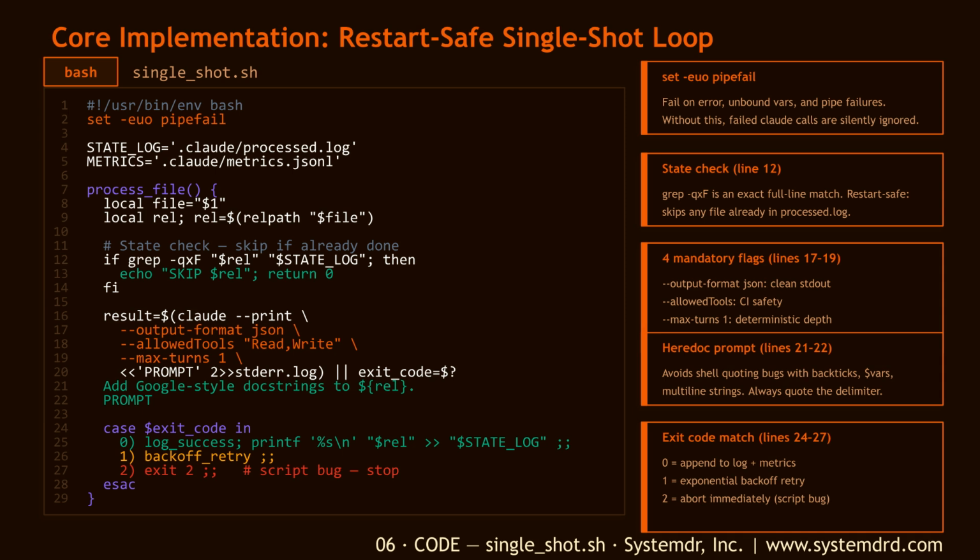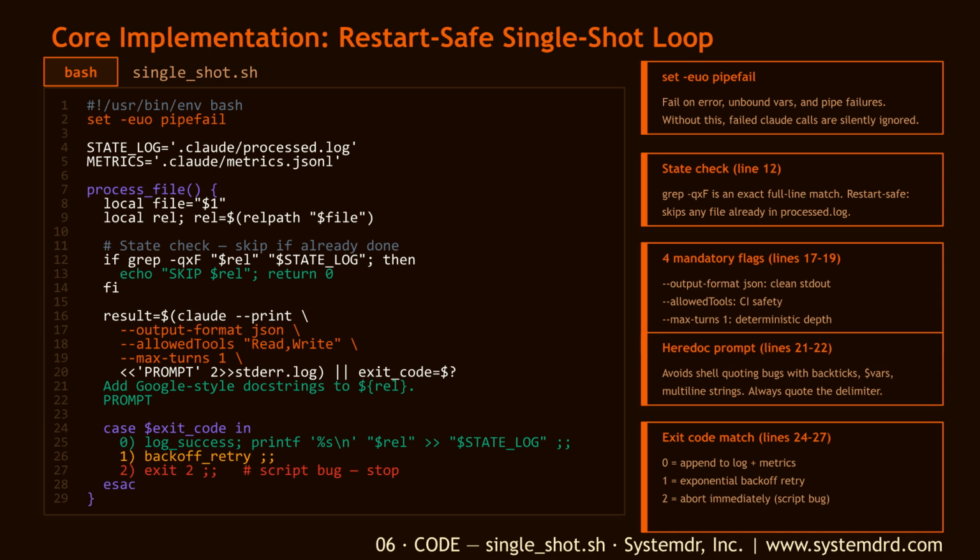Lines 11 through 14, the state file check. grep -qxf is an exact full line match. If the relative file path is already in processed.log, we print skip and return. This O(1) check is what makes the entire pipeline restart safe.